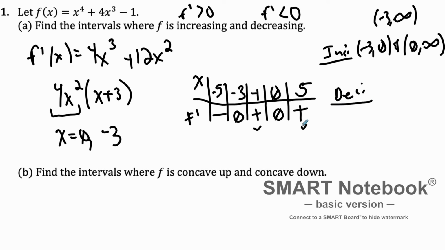Decreasing, where is it negative? Well, it's negative right here. And how do we write that in interval notation? That is all the numbers less than -3, so we write it like that, -infinity to -3.